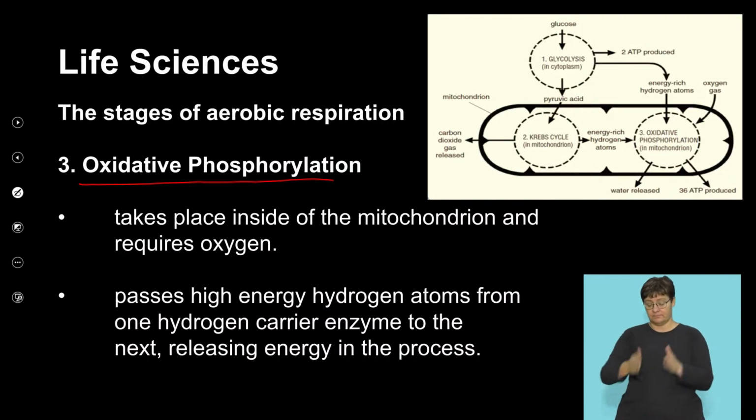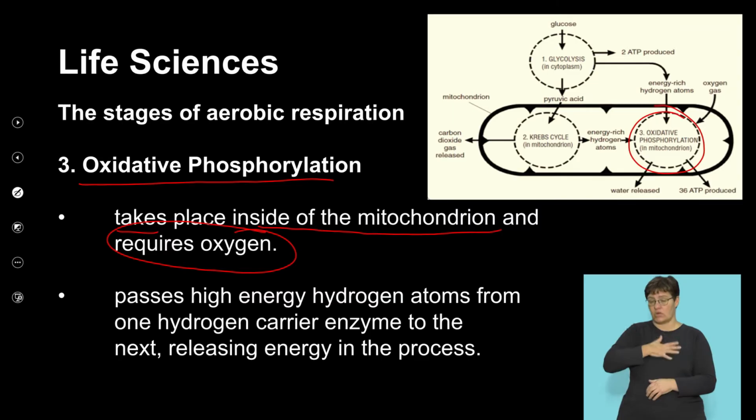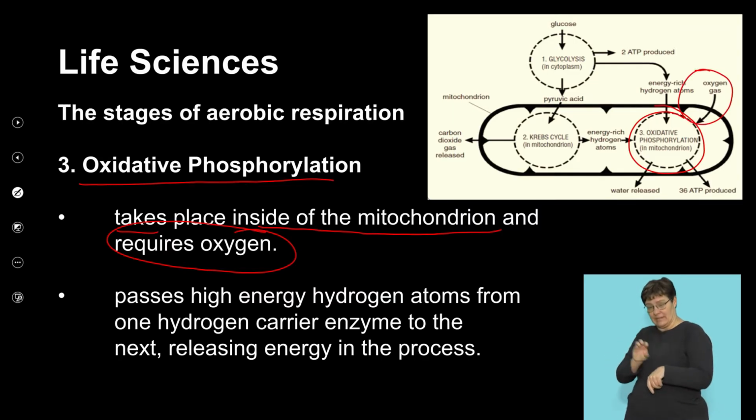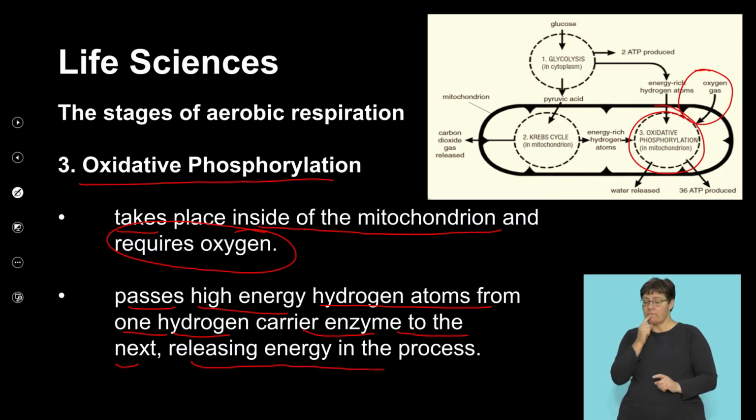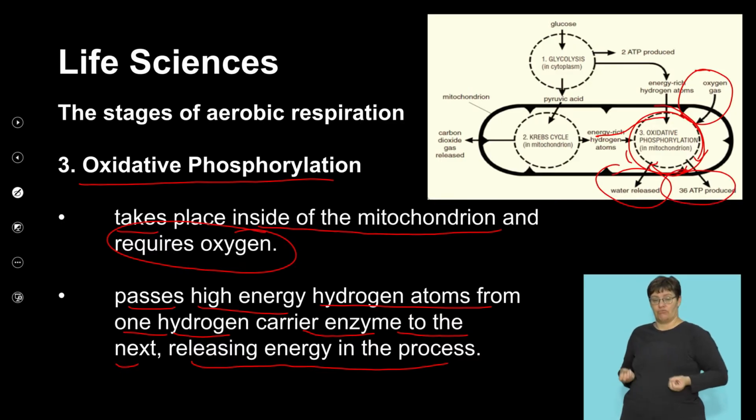Let's look at the third step, which is oxidative phosphorylation. So guys, this takes place again inside the mitochondria and requires oxygen. We see that oxygen is clearly needed for this process. This passes the high energy hydrogen atoms from one hydrogen energy carrier enzyme to the next, and as it does that, it releases energy slowly. So if you look at this, it gradually passes the energy along in a series of events, releasing water and producing ATP in that reaction.